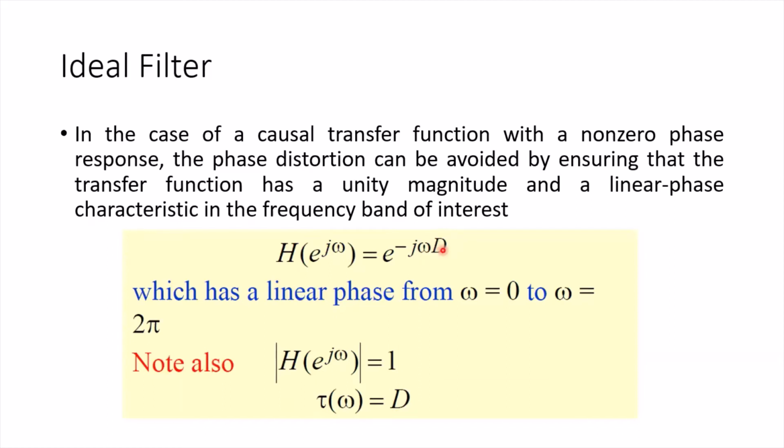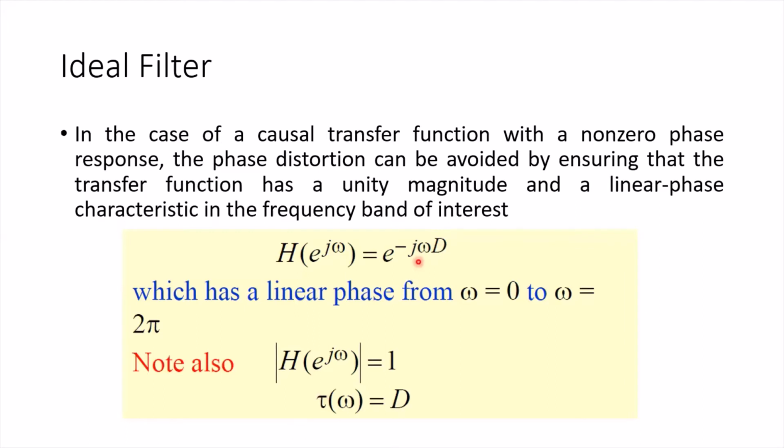Instead of 1, we have e^(jωd). That is what we try to do for a linear phase response, for ω from 0 to π. The magnitude response will remain the same, 1, and the phase response is θ(ω) = −ωd.